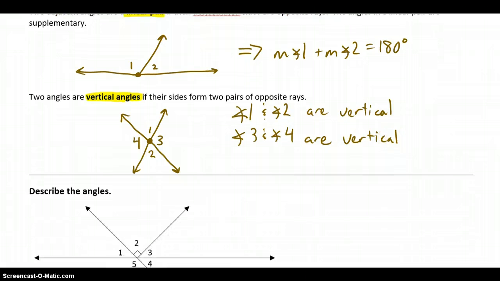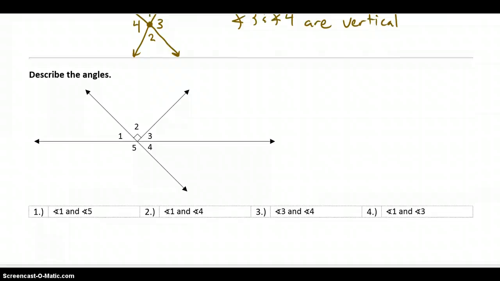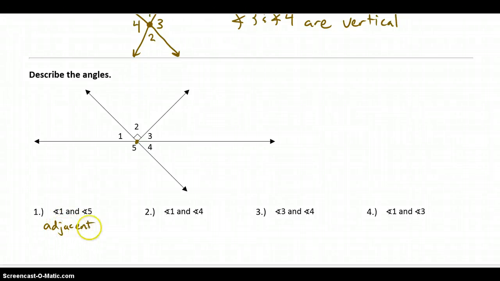Let's look at a diagram that involves all of these angles. Angle 1 and angle 5. Well, here's angle 1, here's angle 5. They share a vertex and a side, which means that they are adjacent. If we look at this picture, they're also supplementary because together they form a line. Well, if I have two angles that are adjacent and supplementary, they have to also be a linear pair.